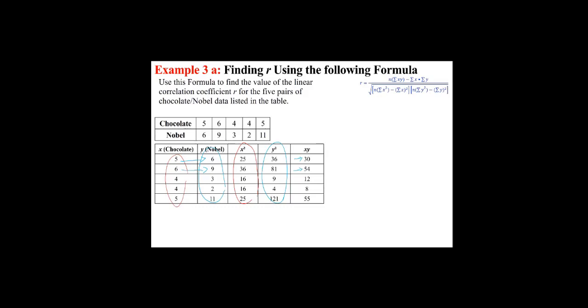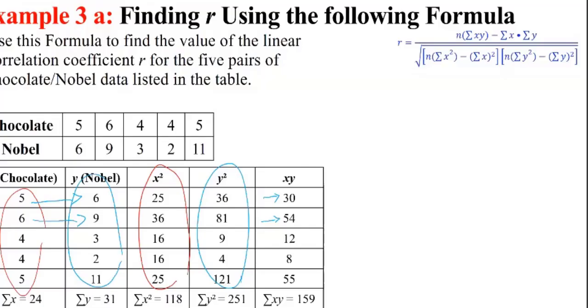The y column, we add them up, so on and so forth. So when we add them, those are the numbers. Now look at the top formula in blue. You have everything. N being number 5, just plug in.